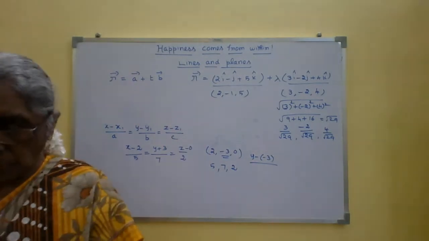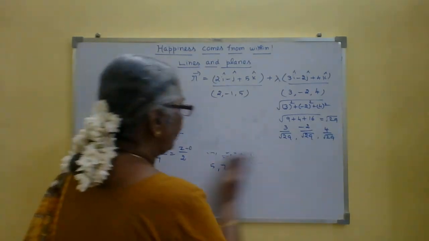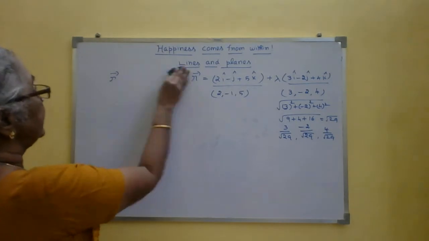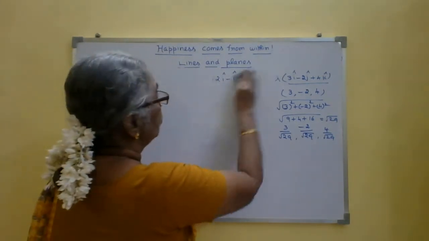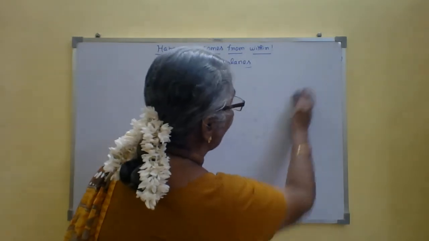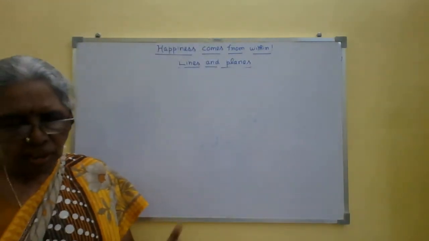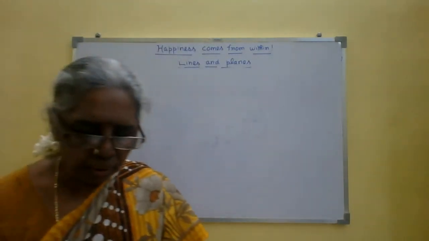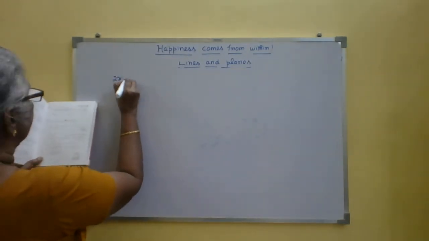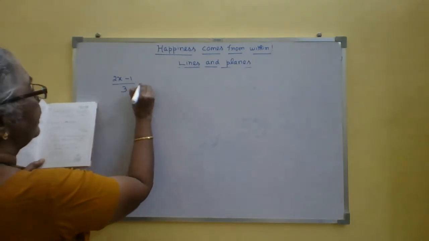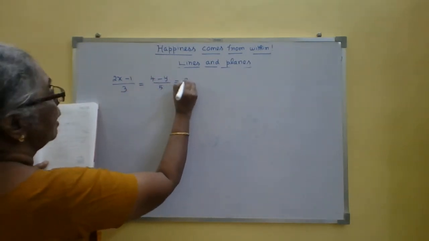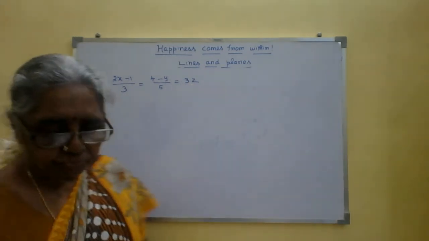Hope this is clear to you. Now one more important point which I want to say is, when the equation is given in Cartesian form, sometimes you will not have it in the standard form. Let me explain what I mean by standard form and how to convert it to a standard form. Now, let me consider this equation: (2x minus 1)/3 = (4 minus y)/5 = 3z.